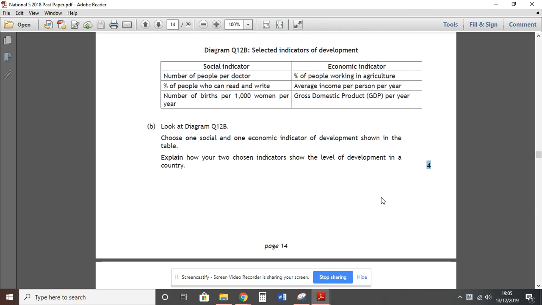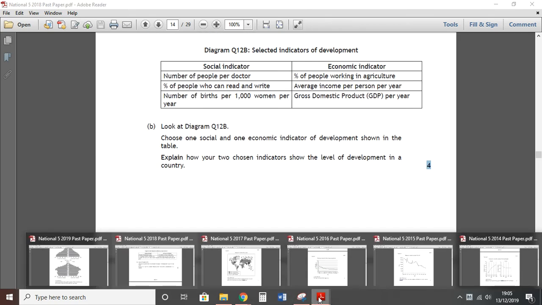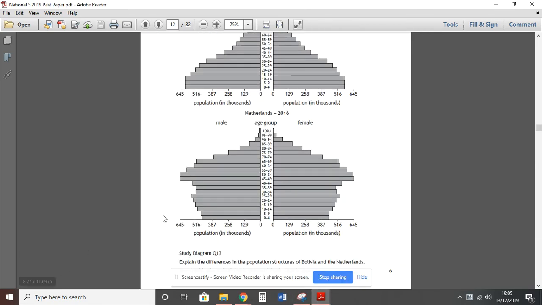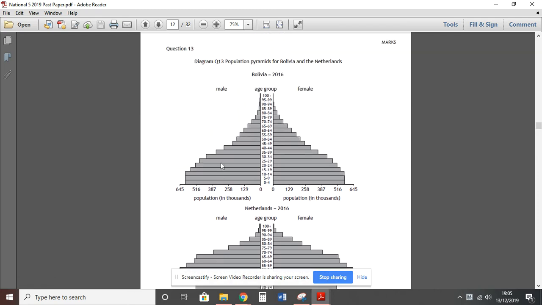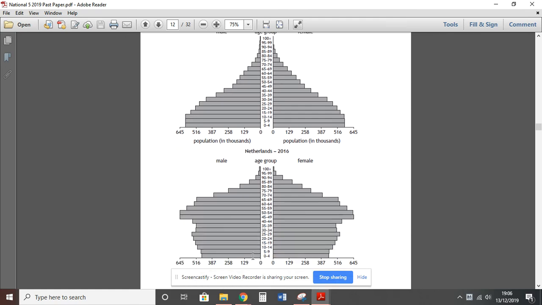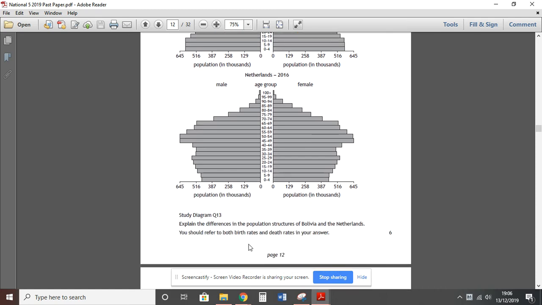Okay, moving on to our final past paper question in all these tutorials, which is 2019. We have a question on pyramids, and if you've listened to all the other population tutorials, you should actually be able to answer this. We have Bolivia, we have the Netherlands, and we can see they're two very different pyramids. The question is an explain question: explain the differences between the structure of Bolivia and the Netherlands.